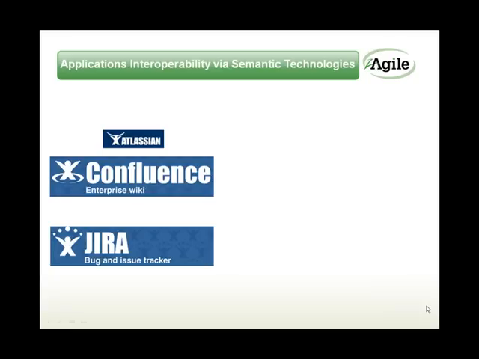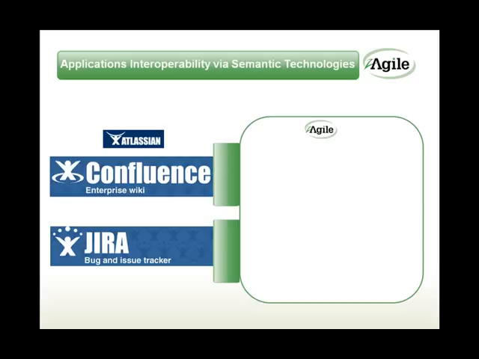Atlassian's Jira and Confluence are popular applications used for software engineering. Jira is an issue tracker and Confluence is an enterprise wiki. In this video, we will demonstrate interoperability between Jira and Confluence using zAgile's semantic infrastructure and mashup technologies.